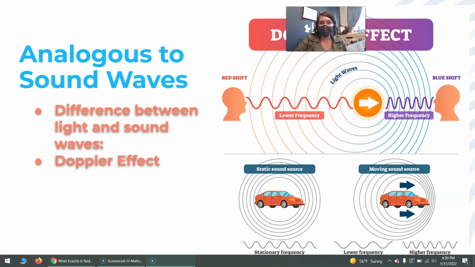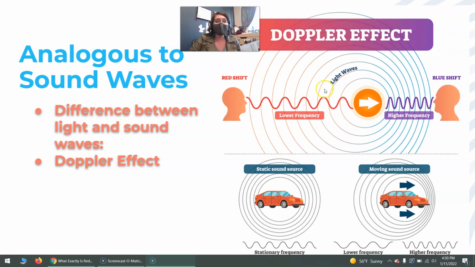And our last piece of background information that we need in order to really understand what's happening with redshift is something called the Doppler effect. And the Doppler effect is related to sound waves. Analogous means that something is the same. So when they're analogs, it means that they're basically doing the same thing. And in this case, sound and light waves are going to be analogous. They're going to act similarly.